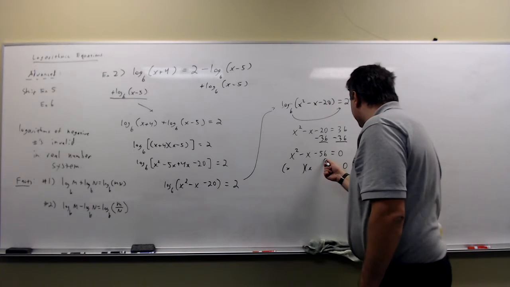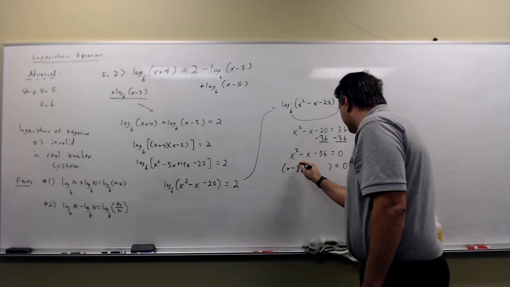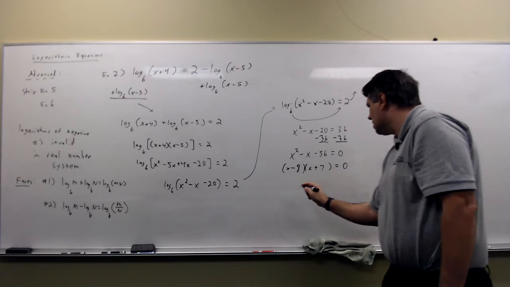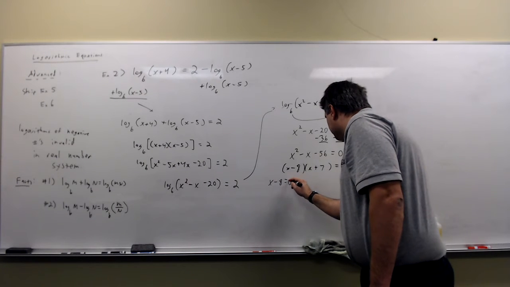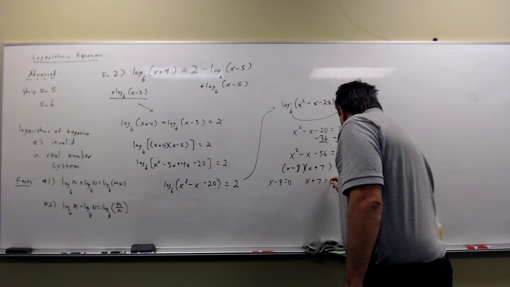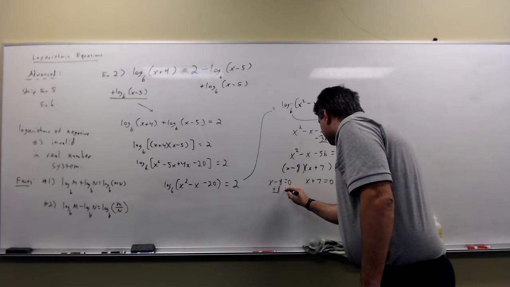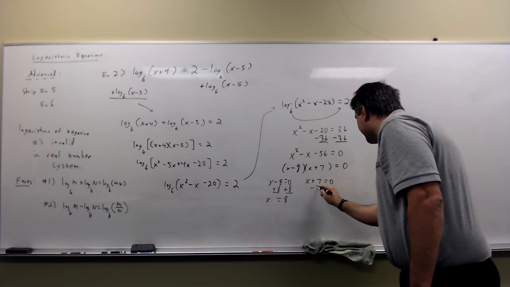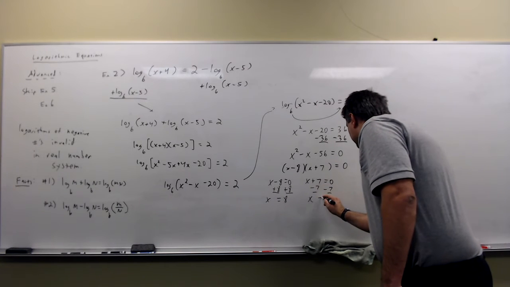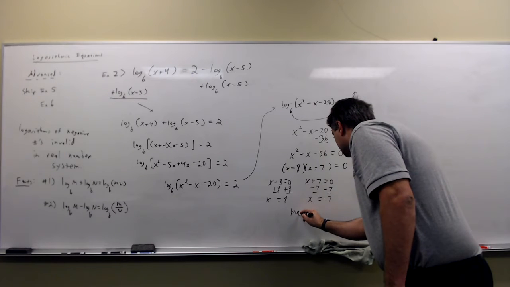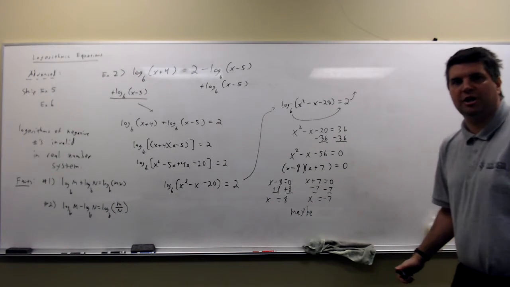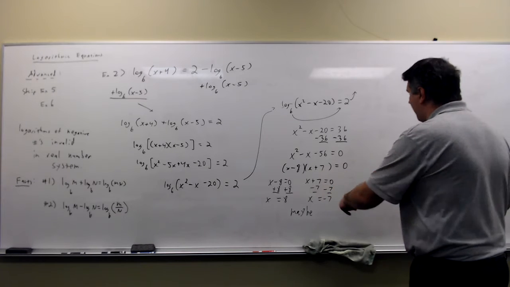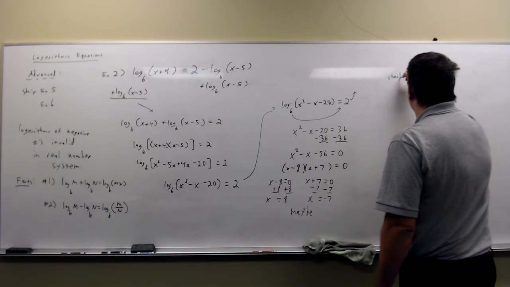The pair of factors of negative 56 that add to negative 1 are negative 8 and positive 7. So I set them both equal to 0. Add 8, and x equals 8. Subtract 7, and x equals negative 7. Maybe. Because there's a good chance one of them won't work. It's probably going to be the lower number. So now I'm going to check.